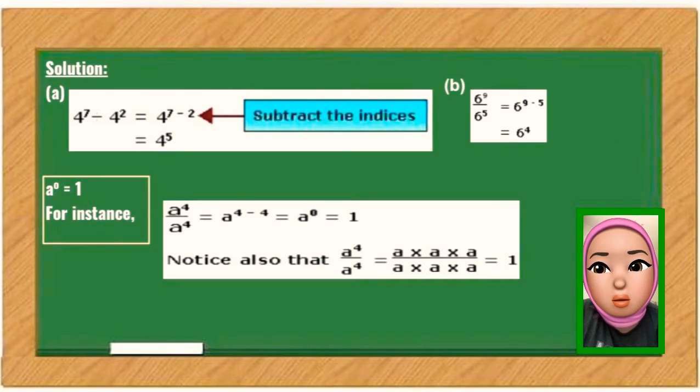A. We have to group together the power and subtract the indices. And for B, we group together the power as 9 minus 5 equals 6 to the power of 4. For instance, if you have an answer to the power of 0, the value will automatically become 1. Okay, this is the example when your power becomes 0.